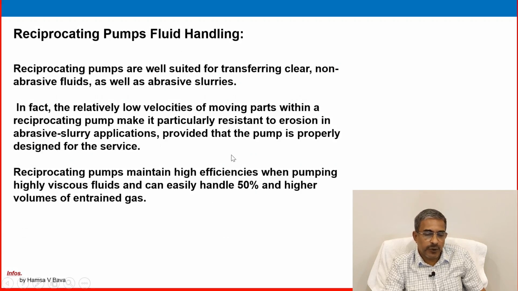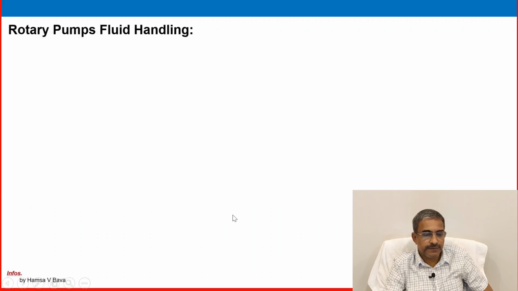In the case of reciprocating pumps, they are well suited for transferring clear, non-abrasive fluid as well as abrasive slurries. In fact, the relatively low velocities and moving parts within a reciprocating pump make it particularly resistant to erosion in an abrasive slurry application, provided that the pump is properly designed for the service. Reciprocating pumps maintain high efficiencies when pumping highly viscous fluid and can easily handle 50% and higher volume of entrained gas.